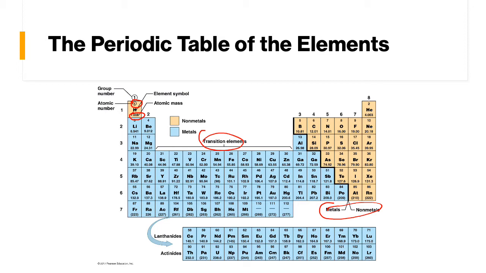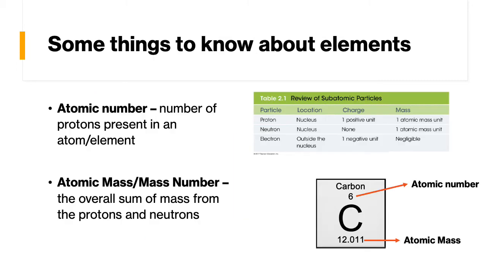So if you notice, every single box in the periodic table of the elements has a number above the abbreviated symbol of our element name and a number below that symbol as well. The number above is called the atomic number, and the atomic number always tells us the number of protons that are present in that atom or element. So for example, carbon always has 6 protons.